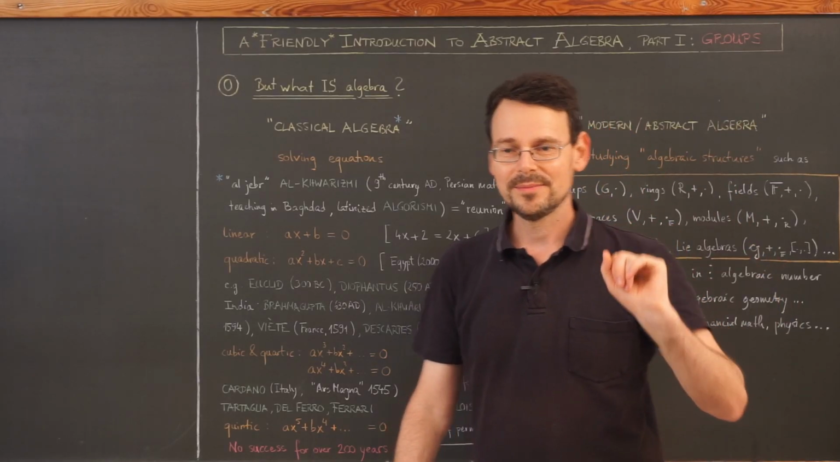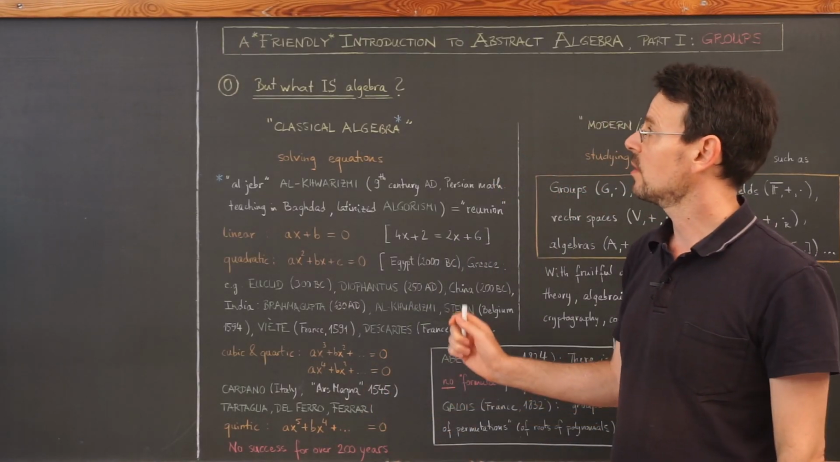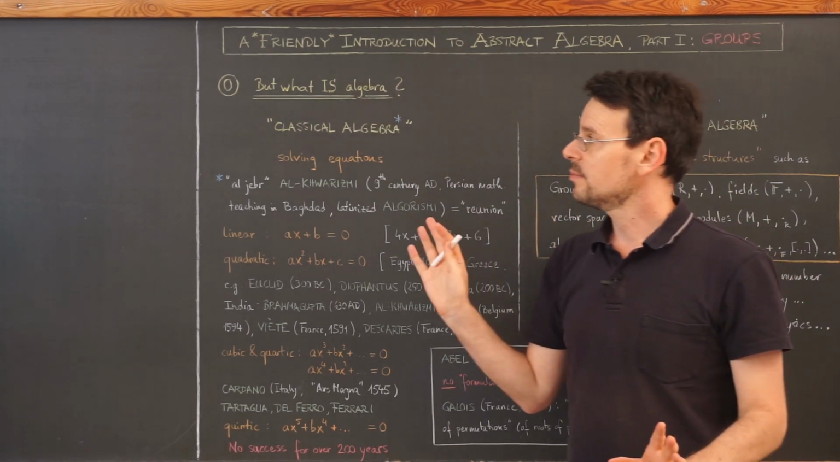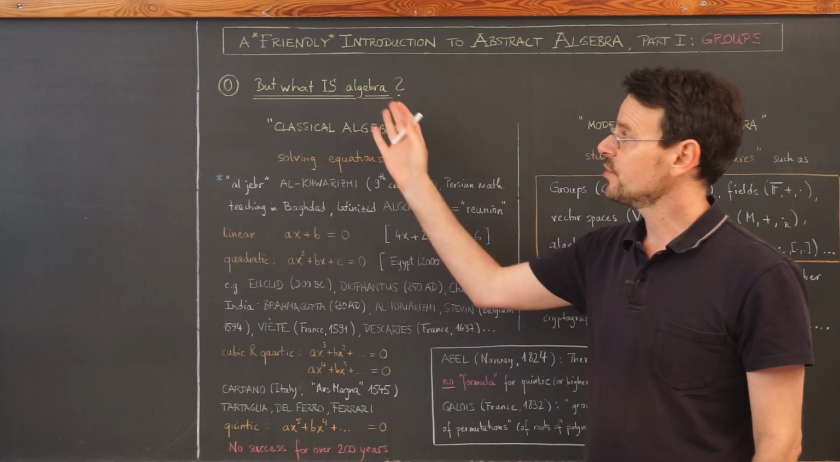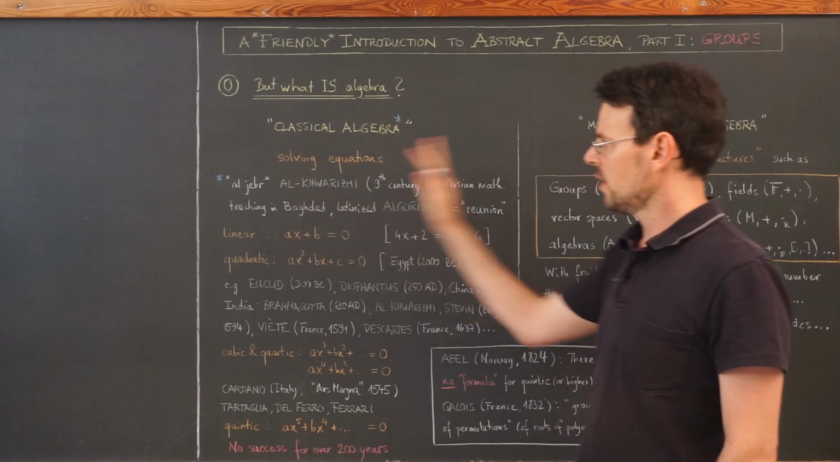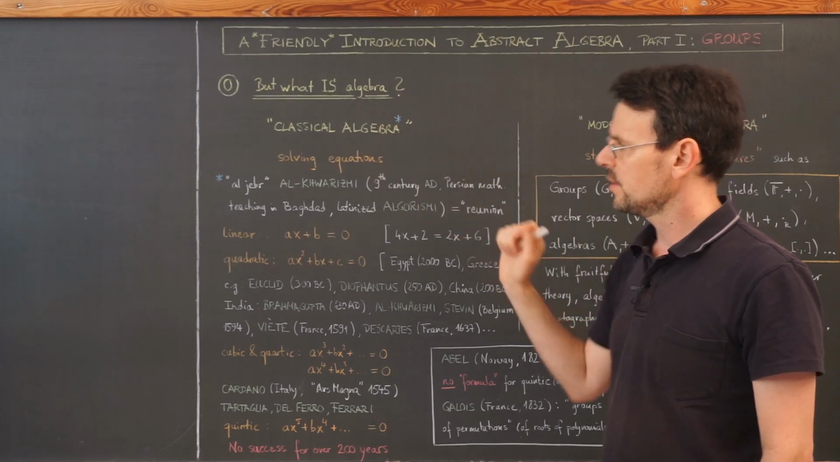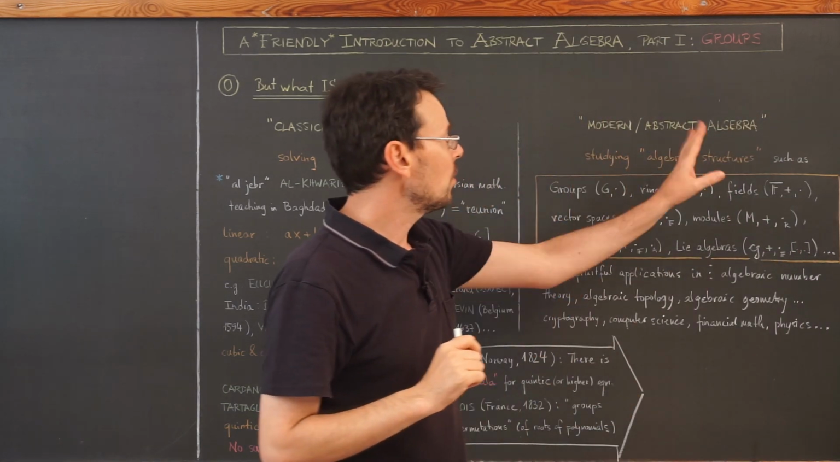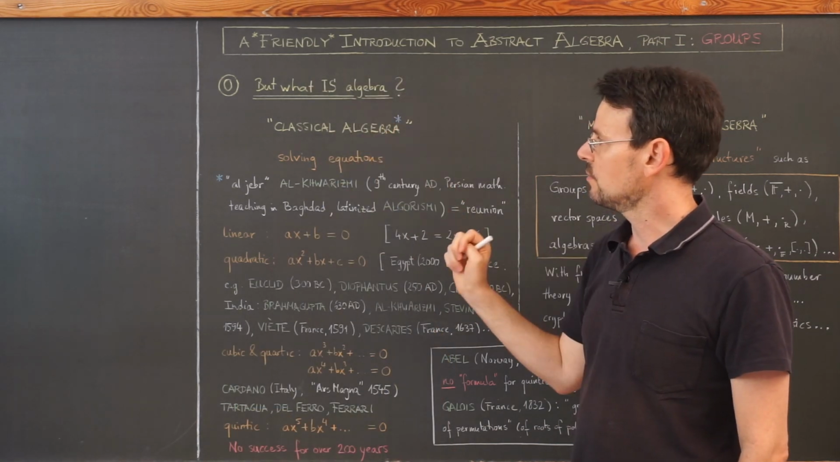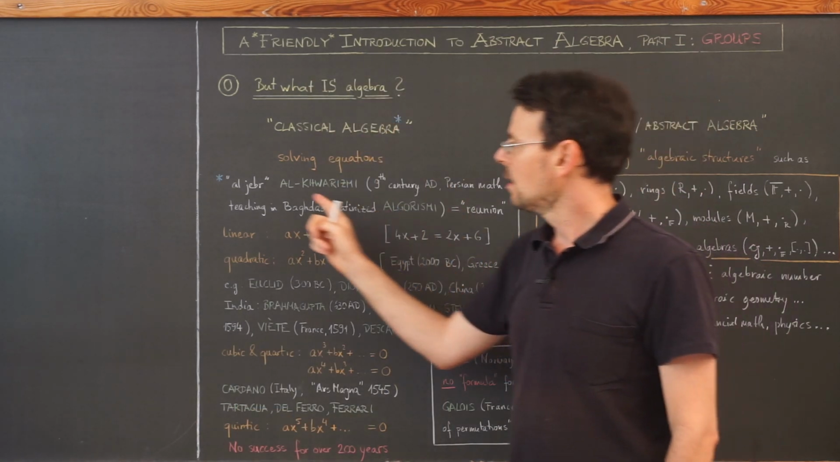Welcome everybody. Before we really get started with our course, A Friendly Introduction to Abstract Algebra, let me tell you a bit about what algebra actually is. We can divide it in two categories, classical algebra and modern or abstract algebra. First of all, where does this word come from?